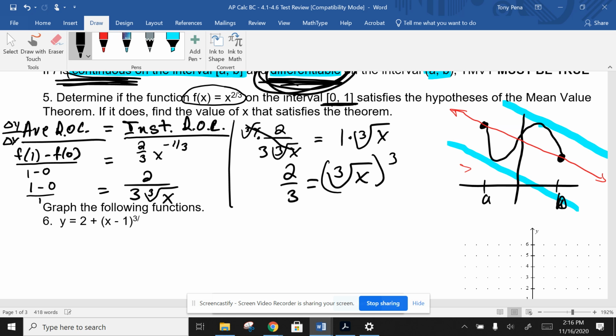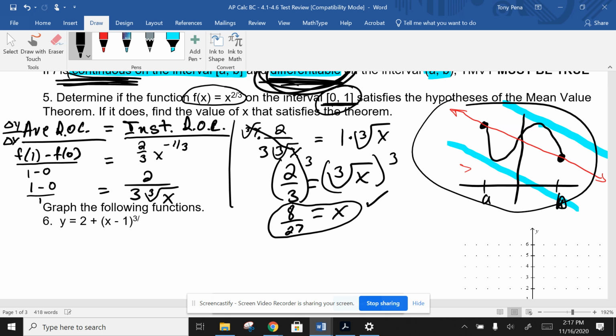Cube both sides. And we better get an answer between 0 and 1. So we get 8 over 27. I can't tell you exactly what that decimal is, but I can tell you that it is between 0 and 1. You can get more answers, right? If we ever get like a plus minus, there's ways you can get more answers. I just showed over here with the graph, we can get more than 1. So that's certainly viable if that does happen. Okay.